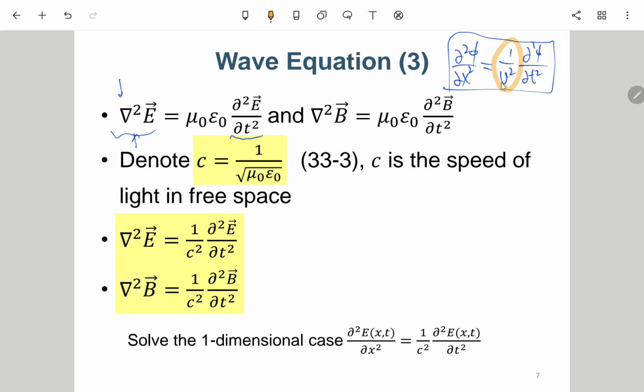Okay, so here this is not v. So this will be mu naught epsilon naught equals 1 over c squared. For that one, v is the speed of the wave in a mechanical sense, but here it is the speed of light, so we use c instead of v. So here, first of all, we can get c equals 1 over the square root of mu naught epsilon naught. Okay, so this is the speed of light in free space. We can also use this to rewrite these two equations like this.